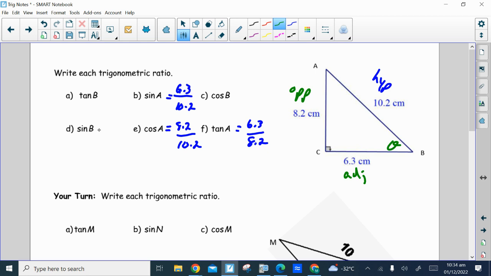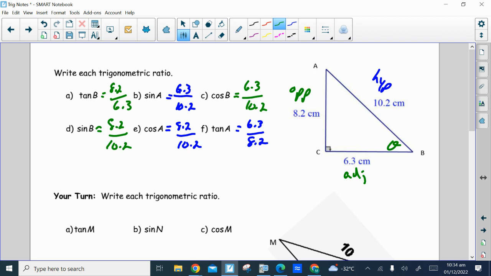So the sine of B, sine is opposite over hypotenuse. That'll be 8.2 over 10.2. The cosine of B, that's adjacent over hypotenuse, 6.3 over 10.2. And the tangent of B, tangent is opposite over adjacent, 8.2 over 6.3. So there are the ratios for the two angles that are smaller than 90 degrees. We never work from the 90-degree angle.